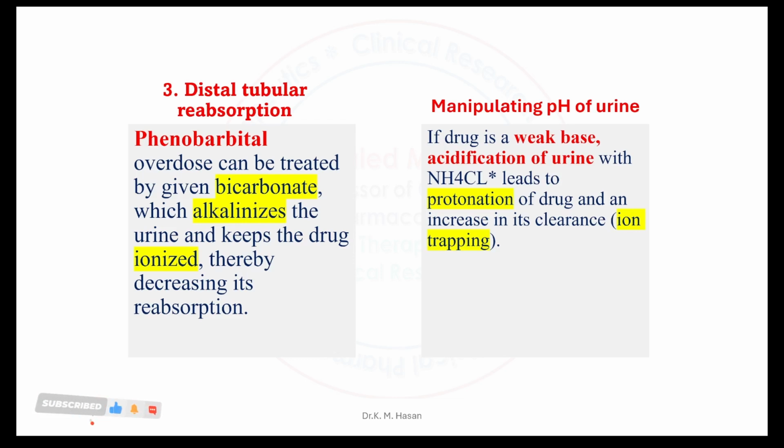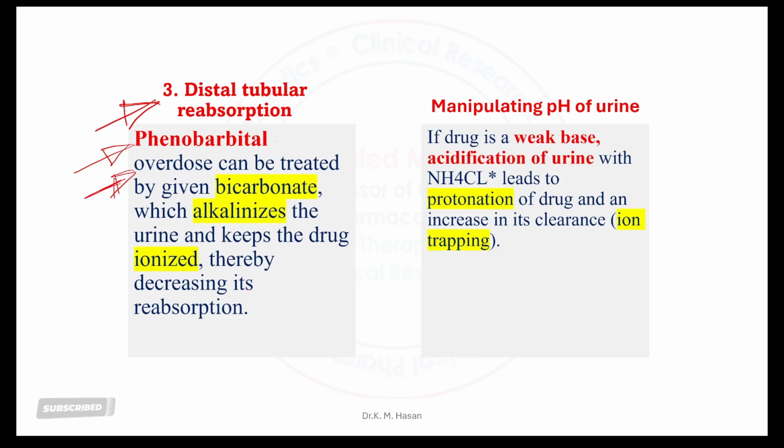Okay, the last part of elimination is distal tubular reabsorption. We have phenobarbital. We know that phenobarbital belongs to the barbiturates. This medication could be used for epilepsy and as a hypnotic, though it is very rarely used currently. They found that an overdose of phenobarbital could be lethal.